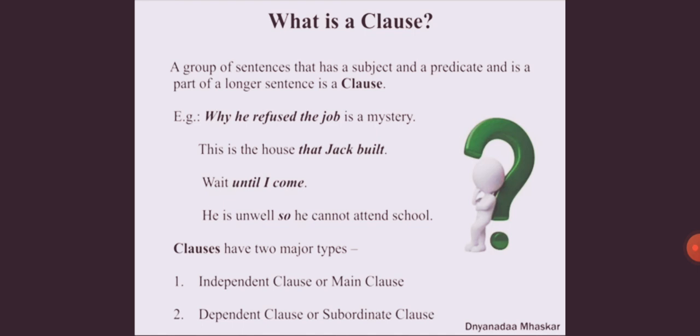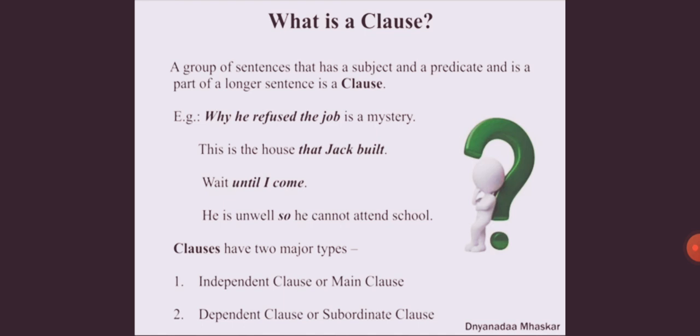Look at the first three sentences and look at the group of words which are highlighted. The first one, why he refused the job, is a clause. That Jack built is a clause. Until I come is a clause. Whereas in the compound sentence, the conjunction so is joining two independent clauses. He is unwell is one independent clause. He cannot attend school is another independent clause, which is joined together by the conjunction so.